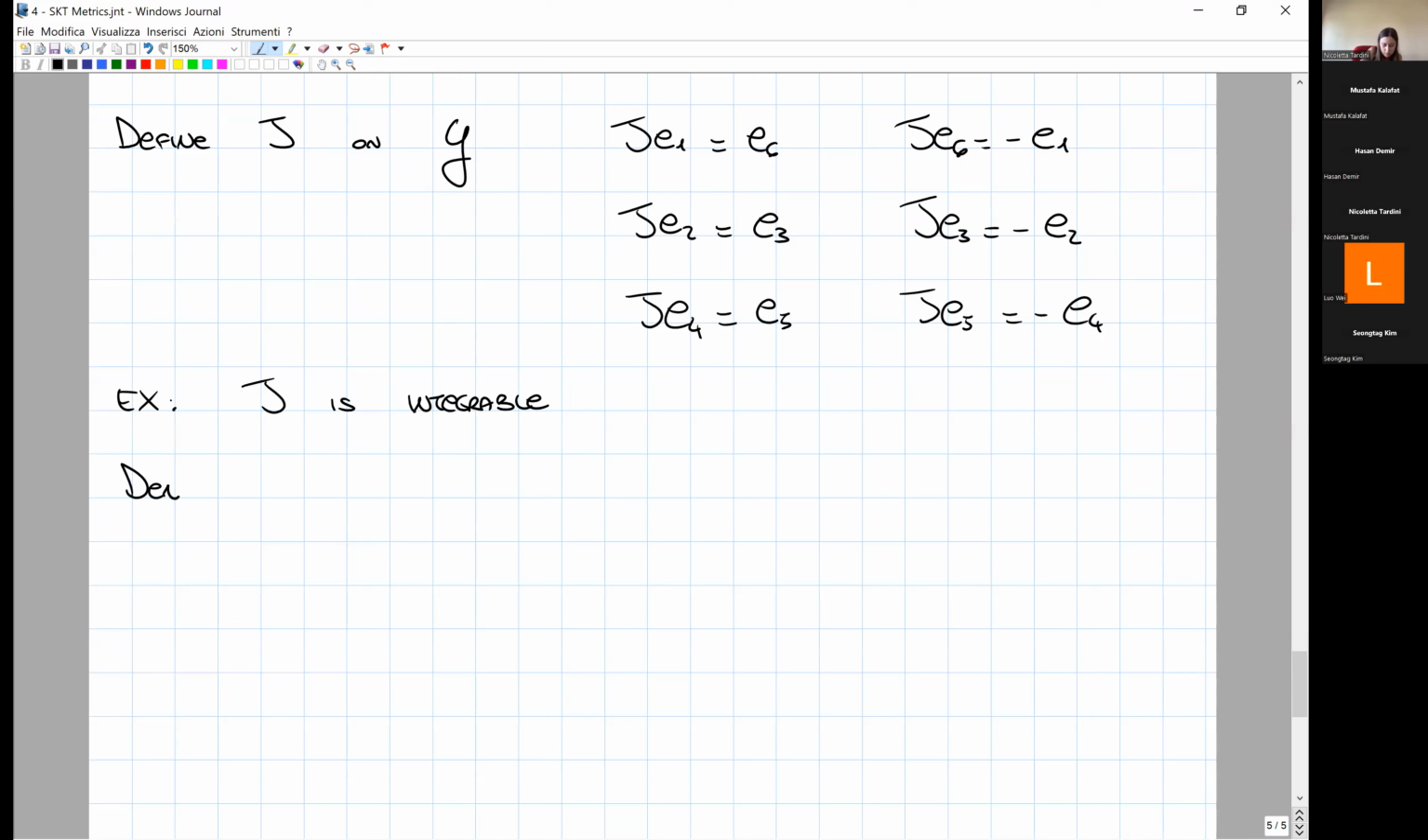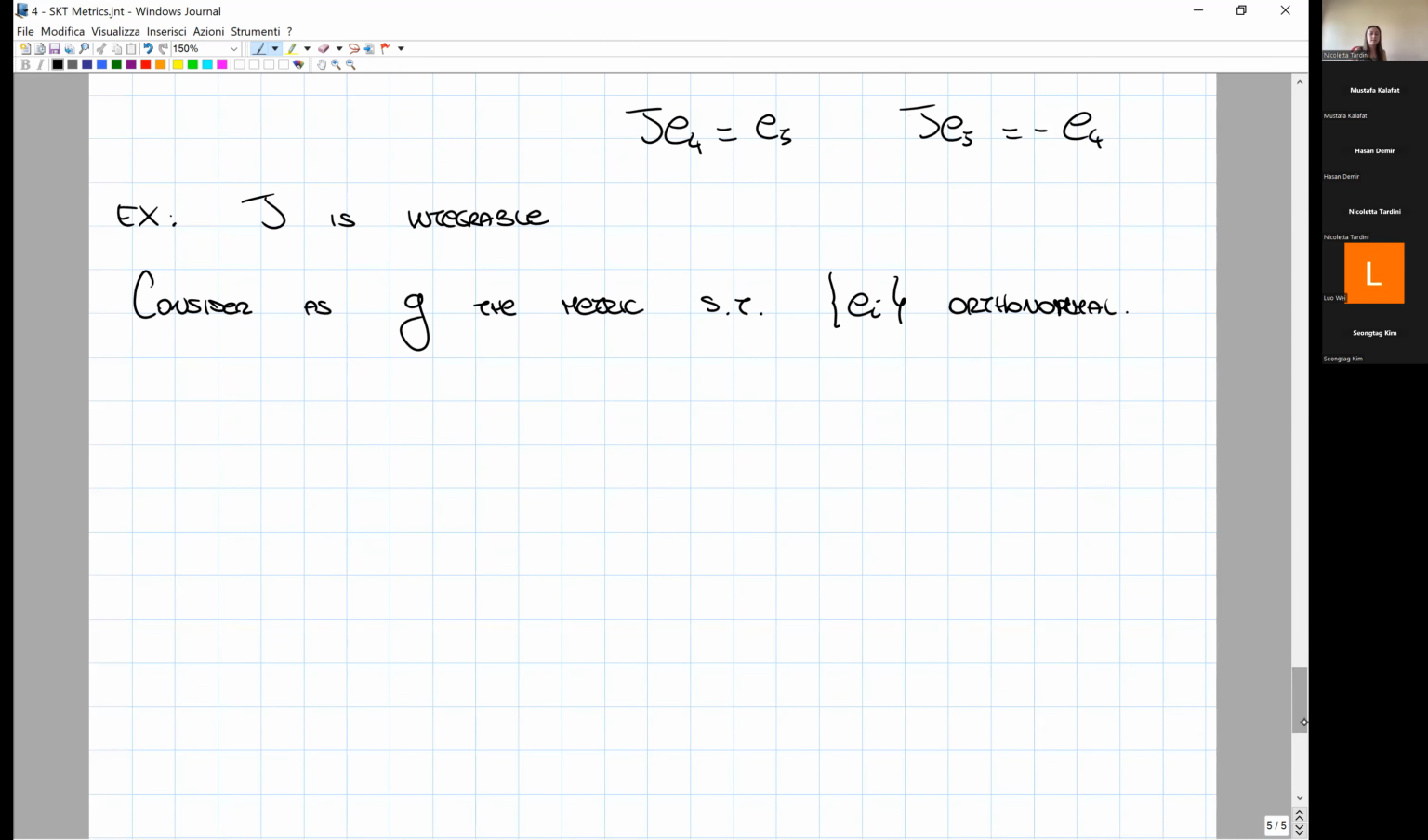Consider as g the metric such that this basis is orthonormal. So we fix this metric and we want to show that this metric is Bismut-Kähler-like.